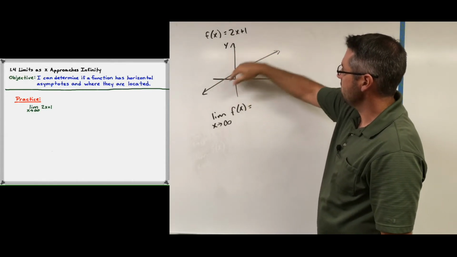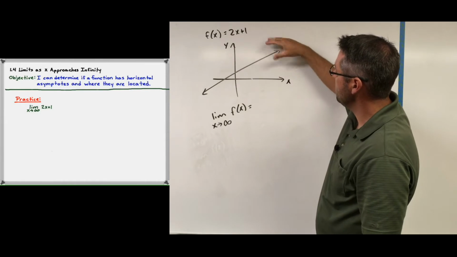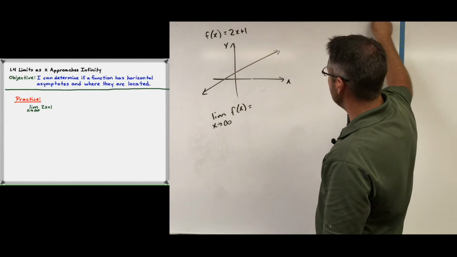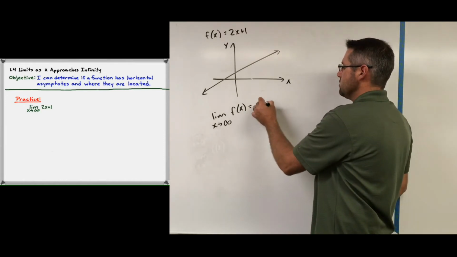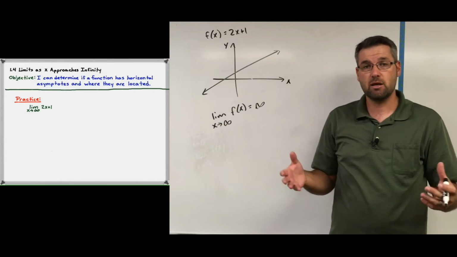Well, we have the graph of the line. Essentially, that's what it is. The y-intercept of 1, slope of 2, a little off scale, but that's okay. As x gets bigger and bigger, the y value is getting bigger and bigger. And so we can say the answer is infinity. And we can look at that graphically to try and understand it.